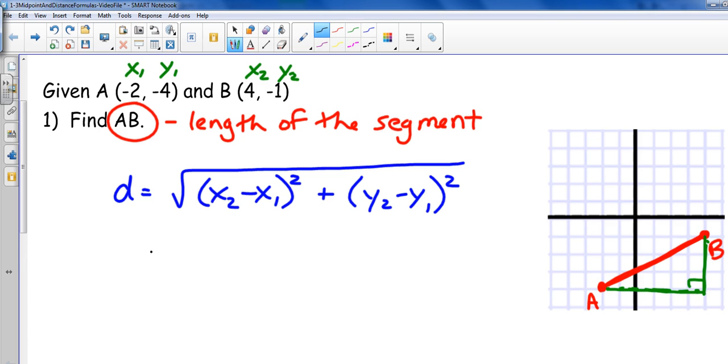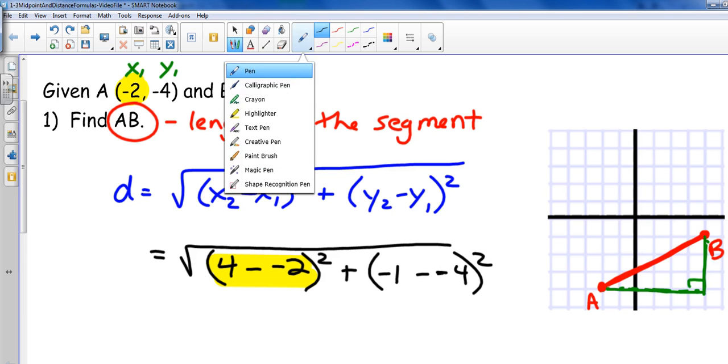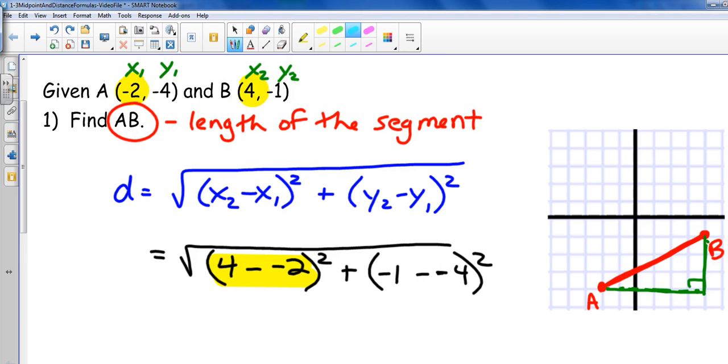Plugging in. Square root of, I'm taking my x coordinates, so I'm getting 4 minus a negative 2. Notice I have a double negative there. And what I just did is I took those two and plugged them in. Don't forget to square that quantity. Plus, let's get our y coordinates: negative 1 minus a negative 4. And again, we're going to square those. I got those, of course, from the end of each coordinate. And that's my basic setup of my problem.